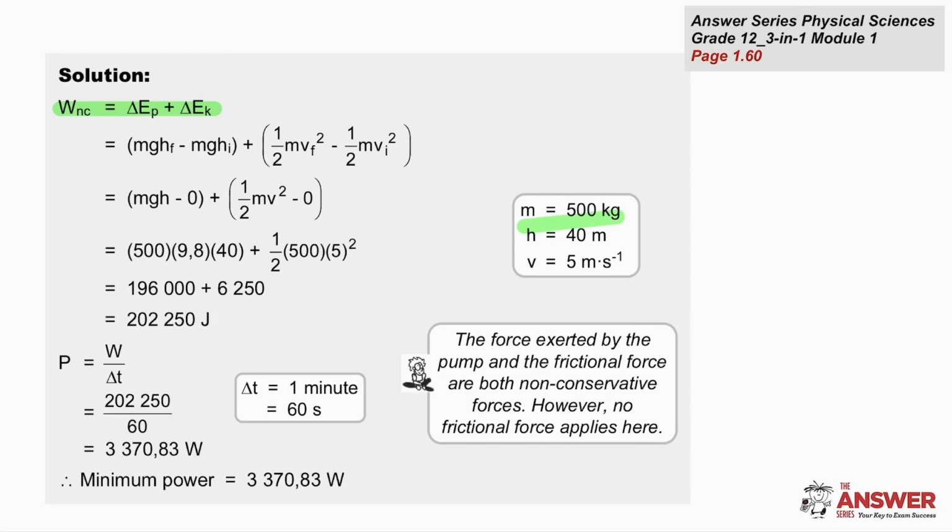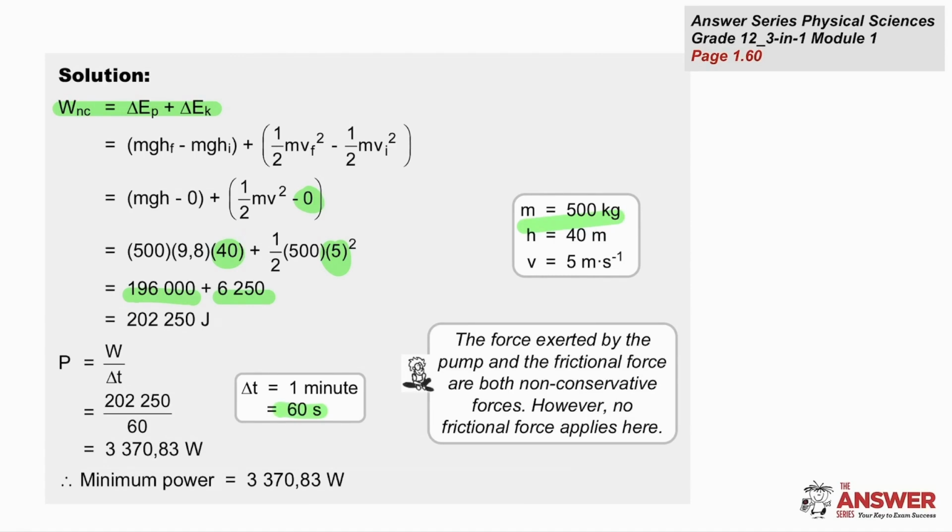The water was standing still at the bottom, 40 meters below the surface. It was lifted 40 meters and gained 196,000 joules of potential energy. It leaves the pipe at 5 meters per second, so it gains 6,250 joules of kinetic energy.